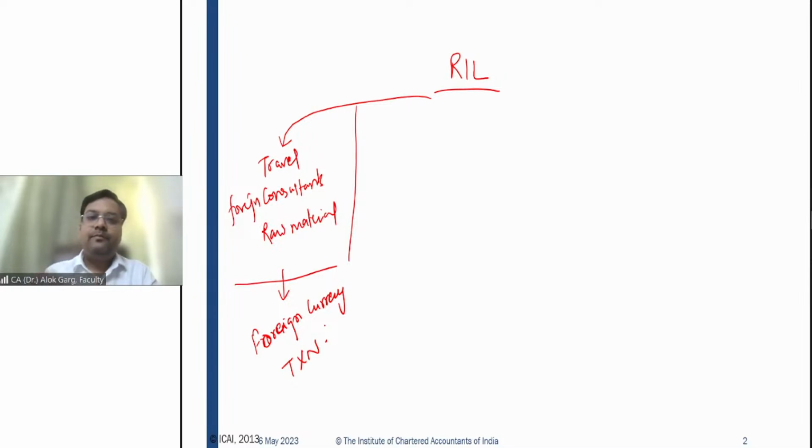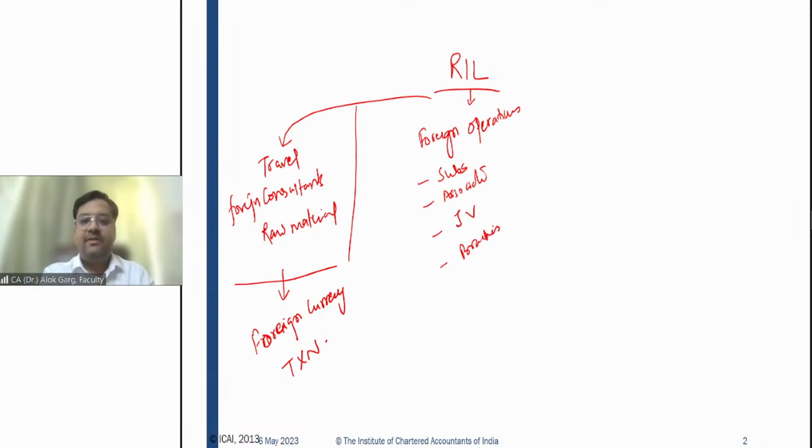Number two, Reliance has foreign operations. What is meant by foreign operations? For example, Reliance has subsidiaries. If you download the annual report of Reliance, you can see a lot of subsidiaries, even foreign subsidiaries. Reliance has associates, joint ventures, branches, right? So Reliance Industries has all these things.